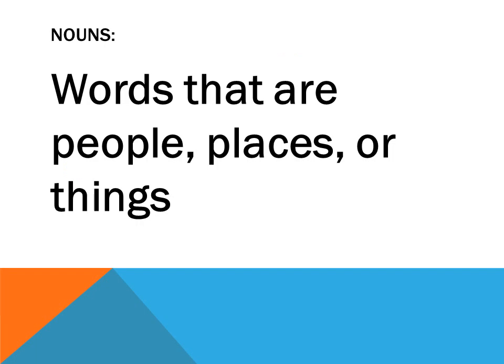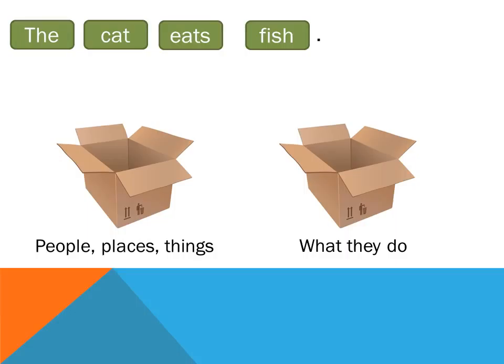What is a noun? The definition is words that are people, places, or things. Let's look at this example sentence again. The cat eats fish. So now we've got two boxes. One box is the people, places, and things, and the other box is what they do. Let's see where each of these words go.